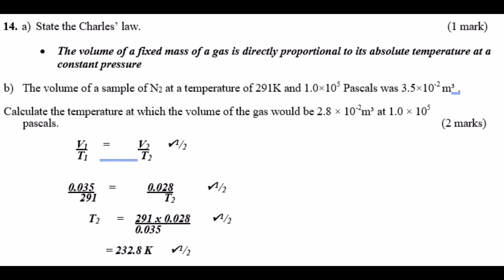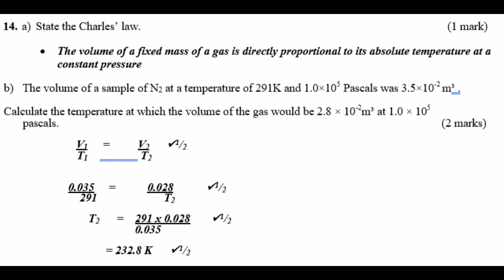Then part B is the application. The application of this, if you look at the question details well, the pressure is constant. So with the formula, we're not going to include pressure. It is the volume 1 divided by temperature 1 will give you volume 2 for case 2 over temperature 2. And if you substitute your values and you work out the value of T2, it will be 232.8 Kelvin. That is the temperature.